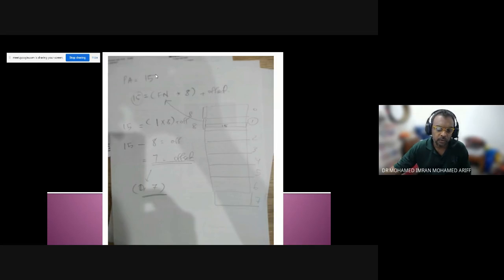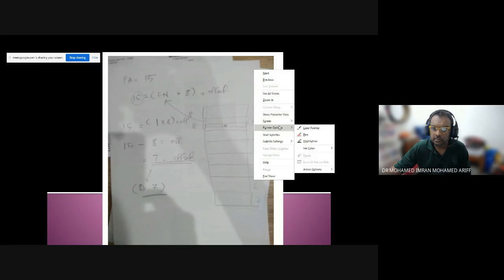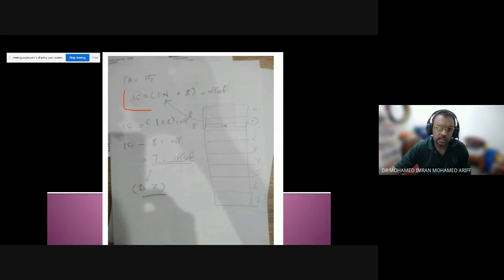So kalau you got formula, physical address bersamaan dengan frame number kali frame size atau page size campur dengan offset. Okay, so inilah formula di bahagian tengah ni. So this is the formula. 15 equals frame number multiplied by page size or frame size plus your offset. So memang tak tahulah offset tu berapa.